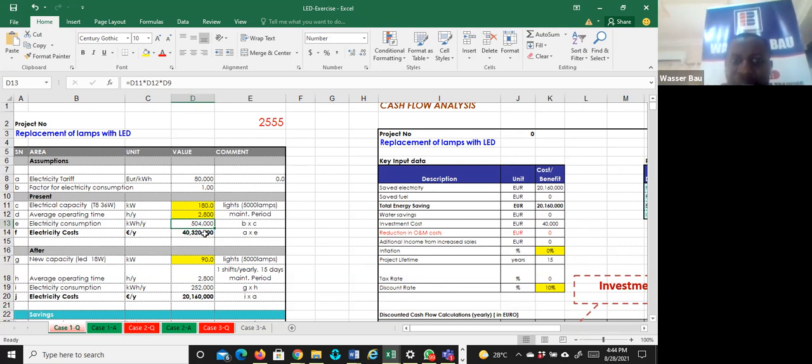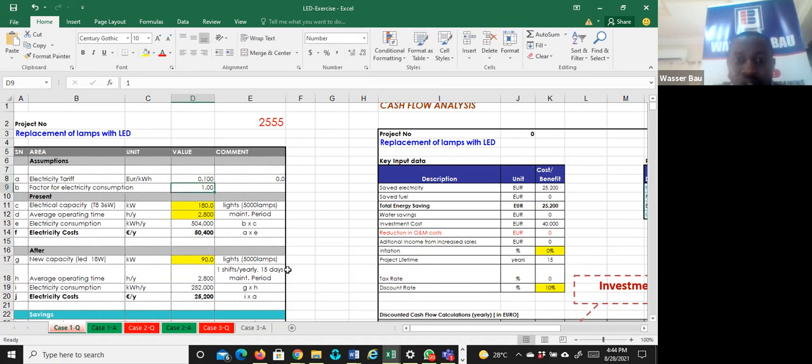So at the end of the day, this is the electricity cost of the old system. Then the new system now is 18 watts, no longer 36 watts. By the time you do your electricity capacity, it will give you 90. You multiply that 90 by the operating hours, it will give you 253. Then if you multiply 253 by the cost of electricity, let me make it simple for us. Let's say the cost of electricity is 0.1, that is 10 cents.